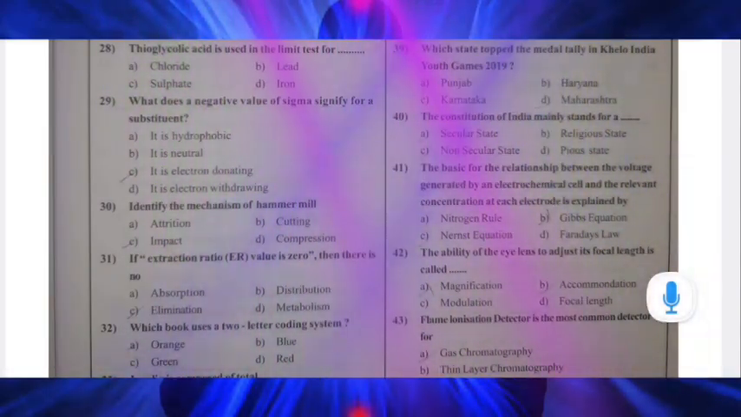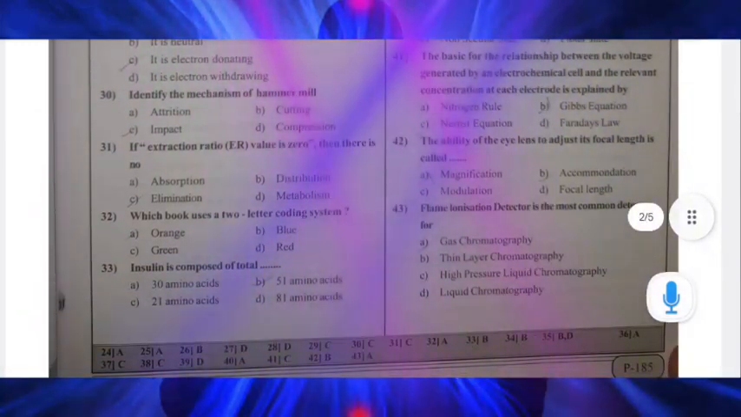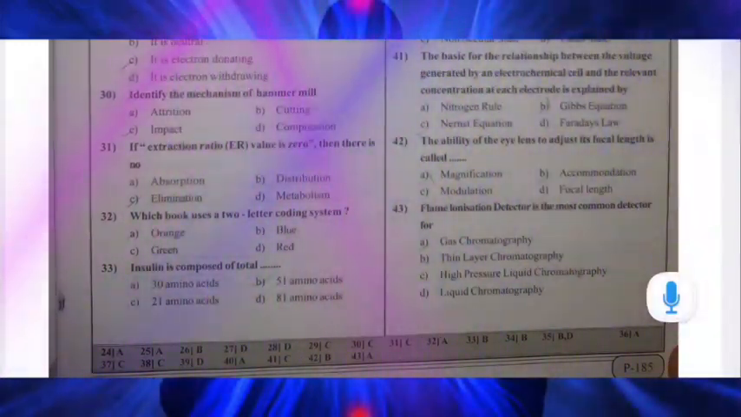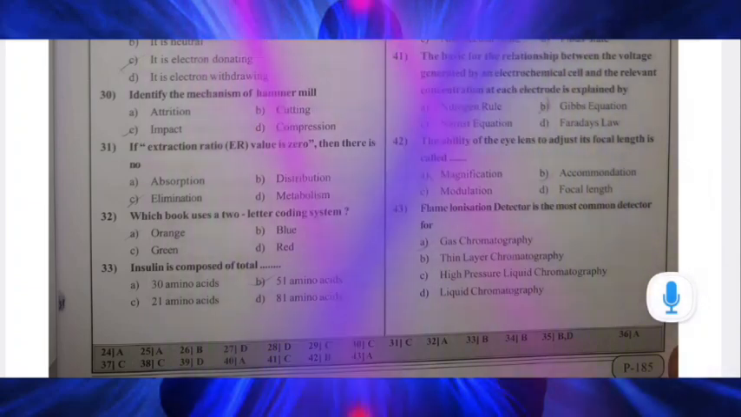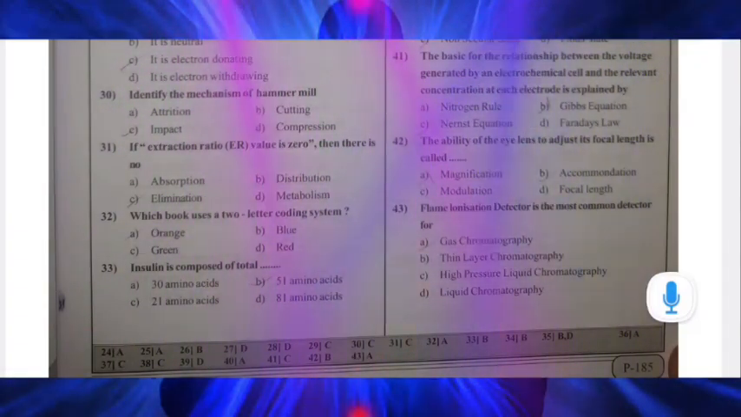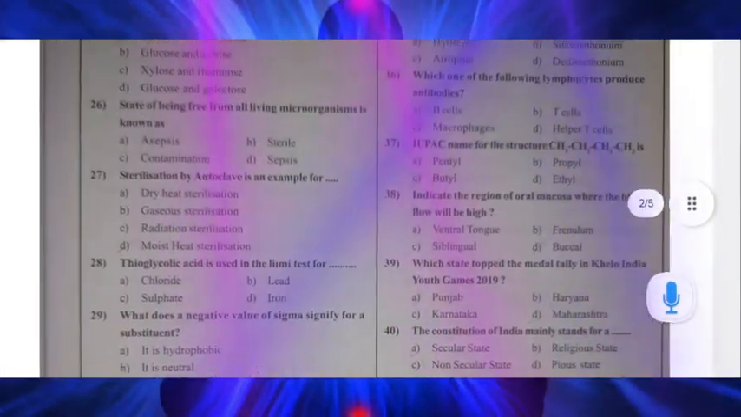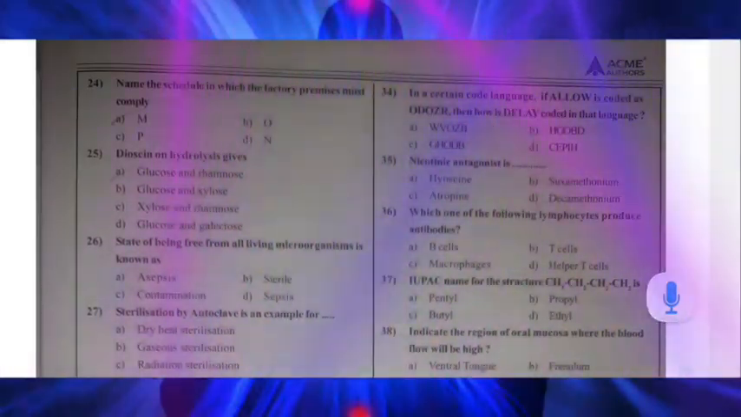What does a negative value of sigma signify for a substituent? It is electron donating. Identify the mechanism of Raman impact. If the extraction ratio value is 0, then there is no elimination. Which book uses a 2-letter coding system? Orange. Insulin is composed of a total of 51 amino acids.